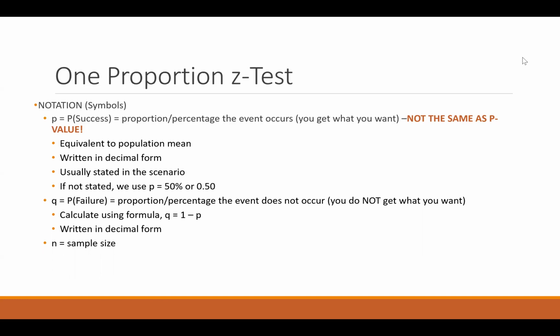N, lowercase n, is still our sample size. The mean of the population is P. The standard deviation of the population is found by doing the square root of P times Q divided by N. Okay, so you're going to have to get familiar with these symbols. And I'll try to walk you through it as we go through examples so that you'll get familiar with them.